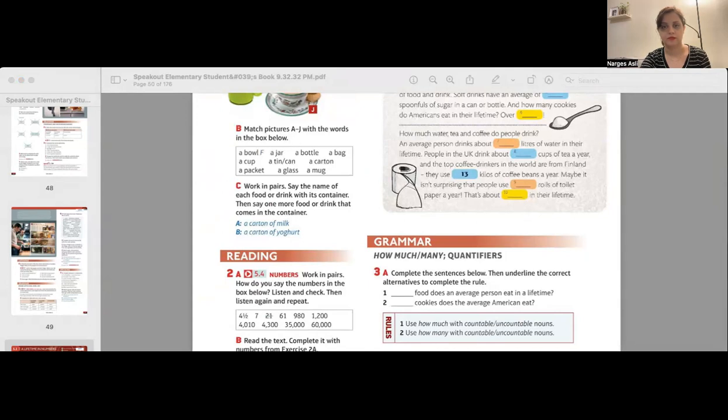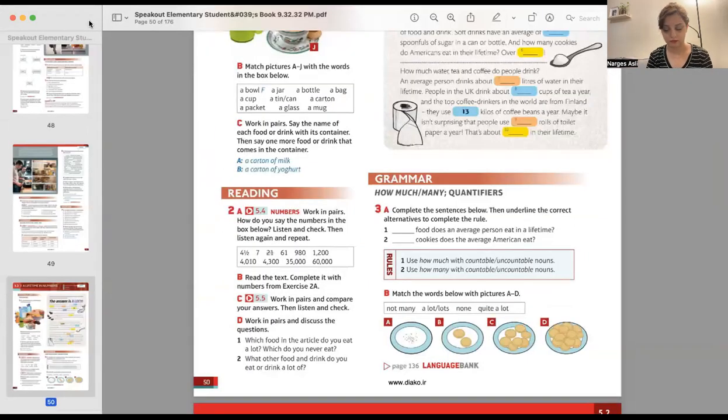Unit 5. Recording 4. 4.5. 7. 21. 61. 980. 1,200. 4,010. 4,300. 35,000. 60,000.